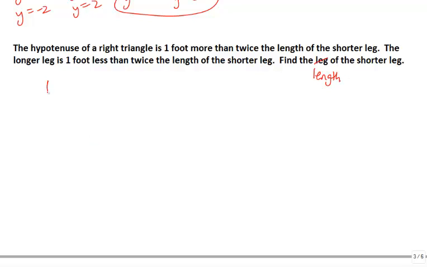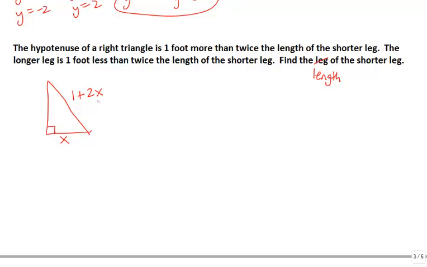So we're going to draw a right triangle here, and it sounds kind of confusing, but you should all know that the hypotenuse is always the side that's opposite that right angle, and then we have these two legs over here, and one's longer than the other. So if it says that the hypotenuse of a right triangle is 1 foot more than twice the length of the shorter leg, which side do we need to know first? We need to know the shorter leg first, because once I know the shorter leg, then the hypotenuse is 1 more than twice that. So the shorter leg is what we should be calling the x, and then 1 more than twice that becomes 1 plus 2x.